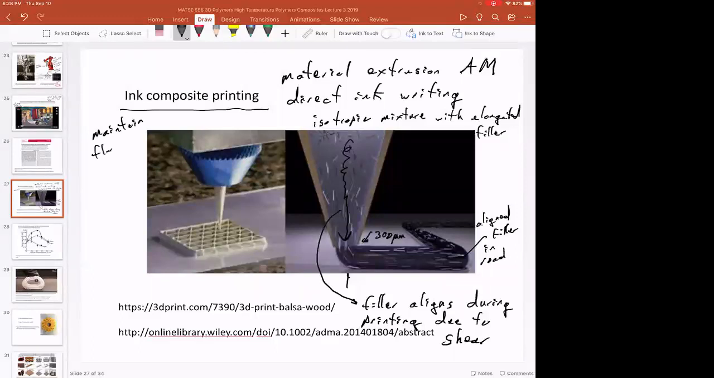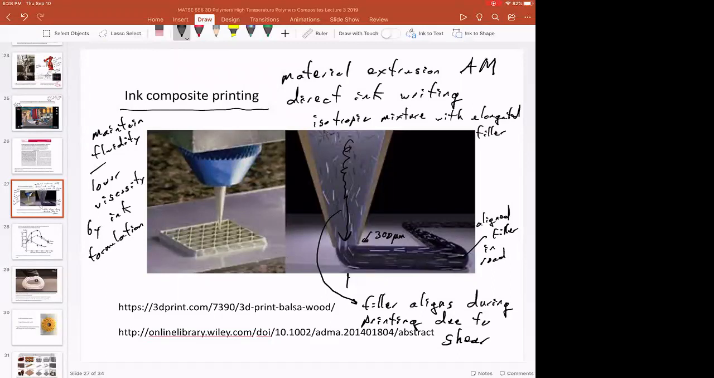So this is a really nice way to process a composite material because it's an ink, so you can maintain fluidity or lower the viscosity by ink formulation and still get the composite material you want.